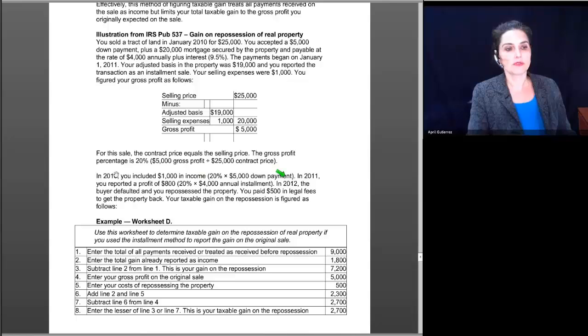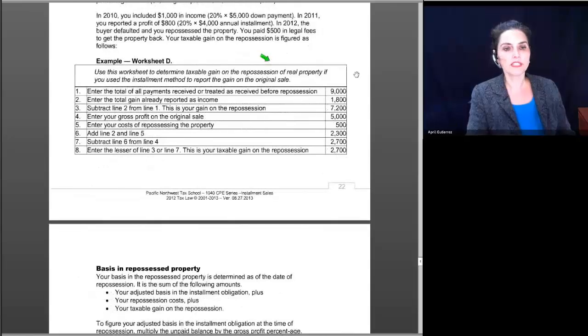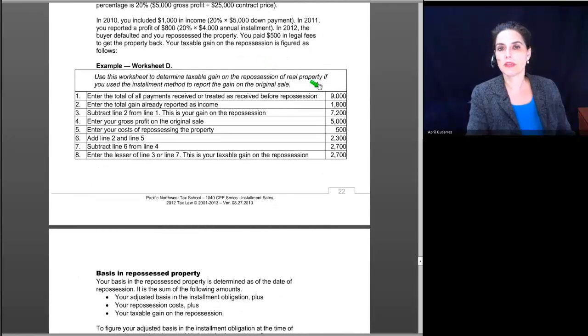And then in 2012, the buyer defaulted and you repossessed the property. You paid $500 in legal fees to get the property back. Your taxable gain on the repossession is figured as follows. So we go over to line 1 and we enter the total payments received before the repossession, which were $9,000. And you enter the total payments that were included as income so far, and that's $1,800. You subtract the 18 from the 9 and you get $7,200. The IRS says your gain from the repossession is $7,200.